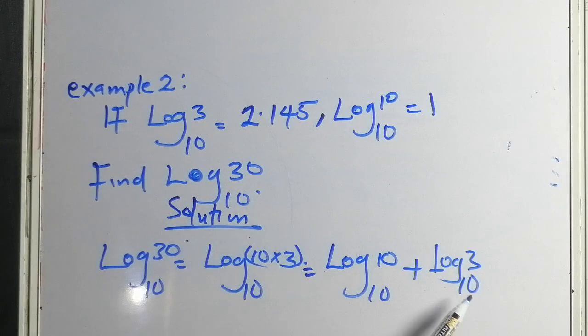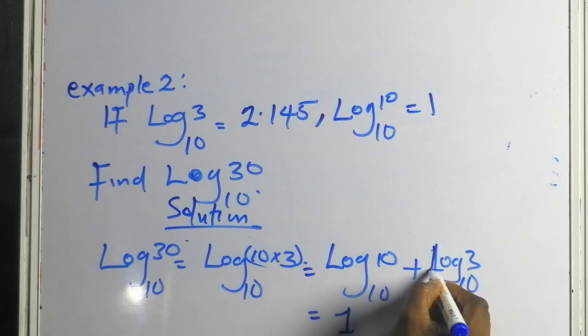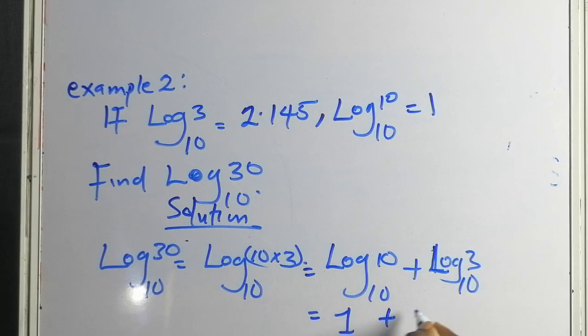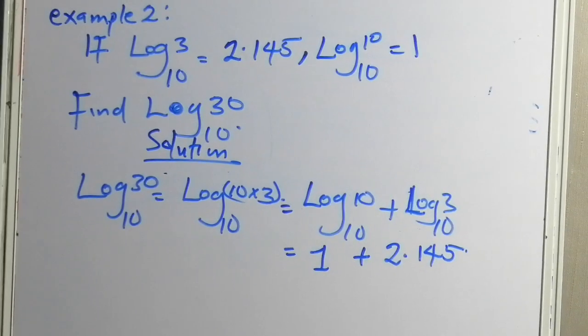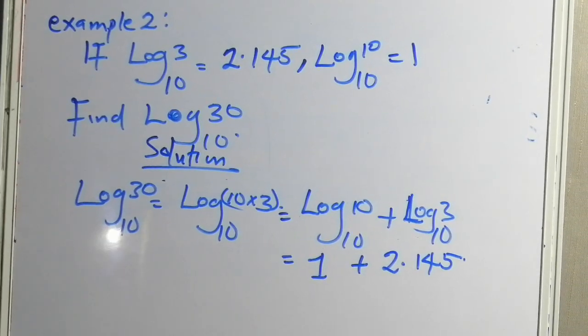The one for log 3 base 10, you see it here. So instead of writing log 10 base 10, I'll now write 1. Then log 3 base 10 is plus 2.145. It's as simple as that. So log 30 base 10 is equal to 1 plus log 3 base 10. All we need to do here is add them together. They are very, very simple. It's just substitution.